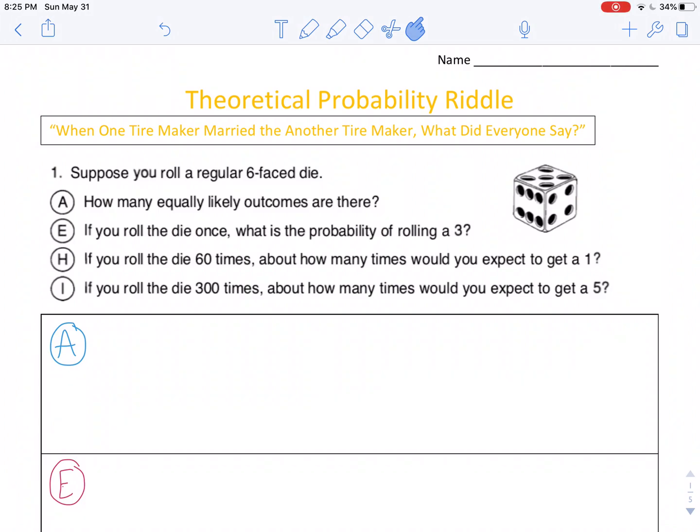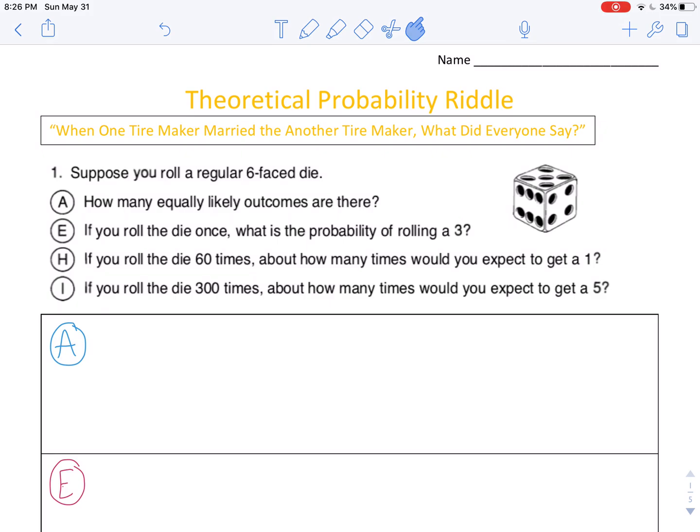Okay, in your last assignment of the year, we are going to use theoretical probability to make predictions about things that could happen in the future. So this is a riddle page. I will teach you how to complete the riddle at the end of this video.